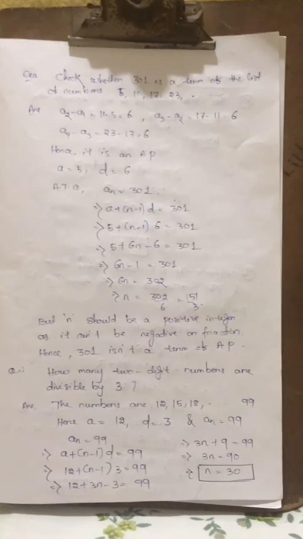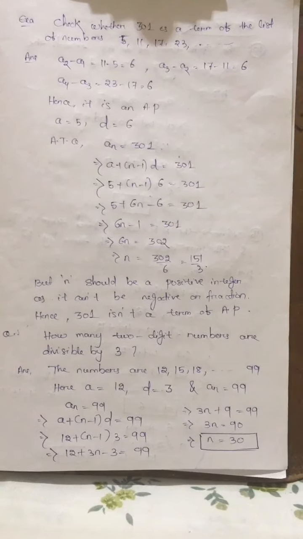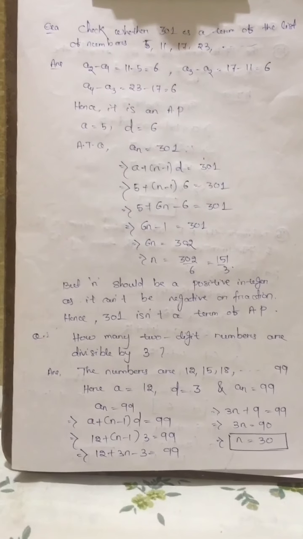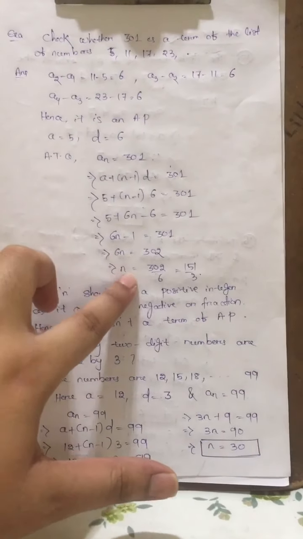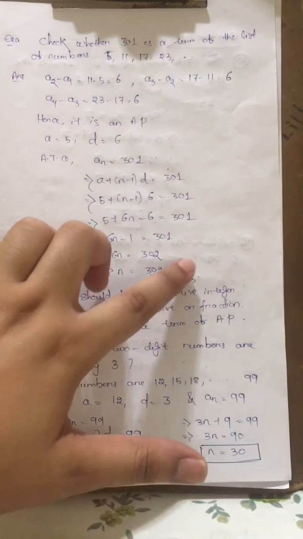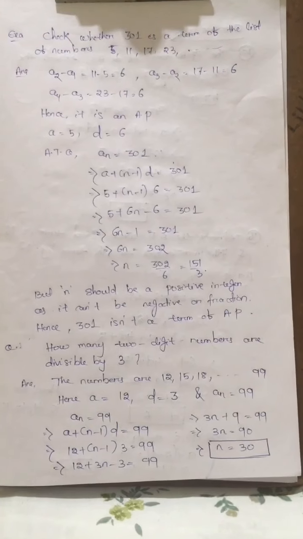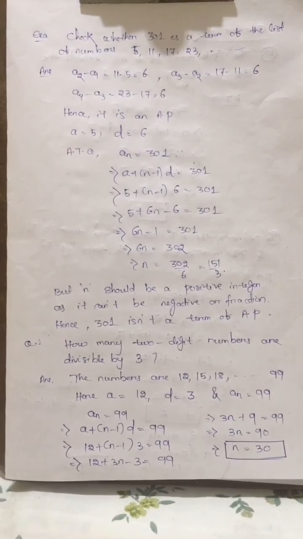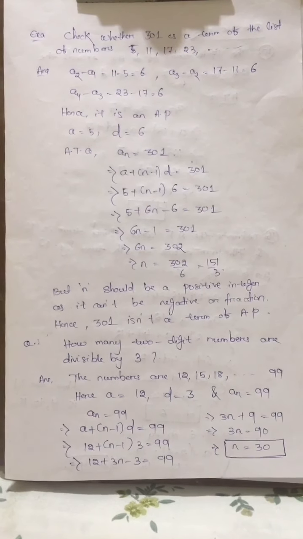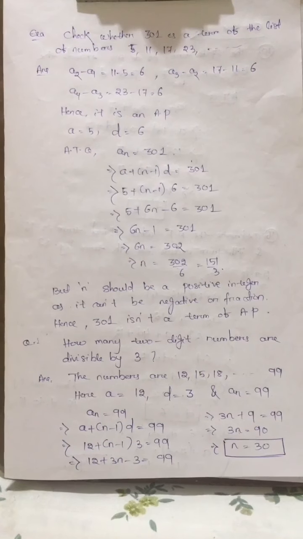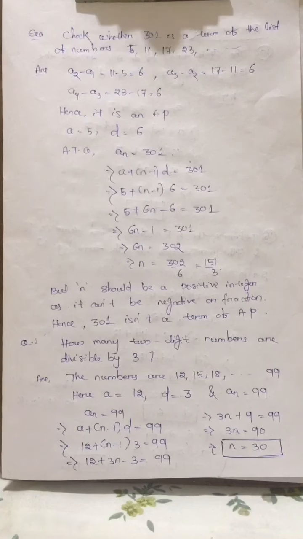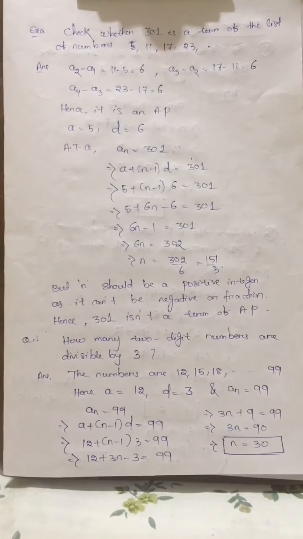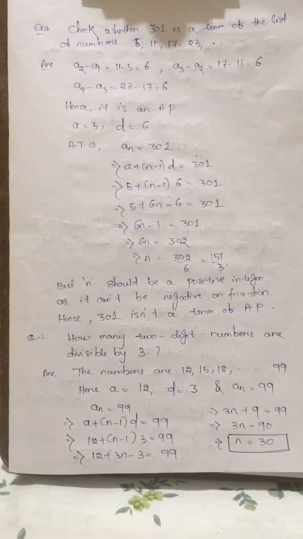As I told you, I take the an term equal to 301, so an is equal to 301. After solving, I got n equal to 302 by 6, that is 151 by 3. So remember, the number of terms of an AP cannot be negative, it cannot be a fraction, and it cannot be an irrational number. It will always be a natural number.